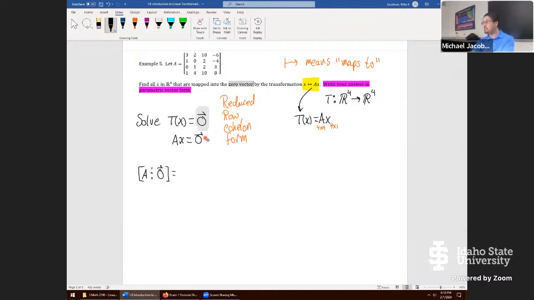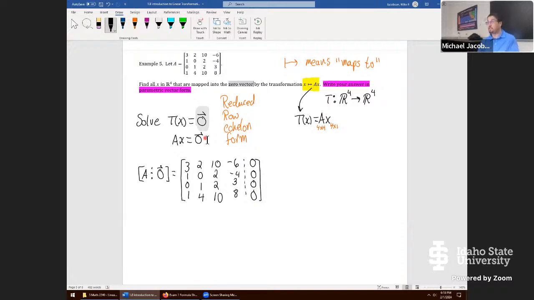And now this is when the row reduction is about to begin. Let's first put in A. It goes 3, 1, 0, 1, 2, 0, 1, 4, 10, 2, 2, 10. It's kind of a weird matrix. -6, -4, 3, and 8. Then, in this process, I almost always augment with a 0 vector. Even though nothing is going to happen on the rightmost column, it's just a good way for me to not lose track of the variables. So now, here's our setup.